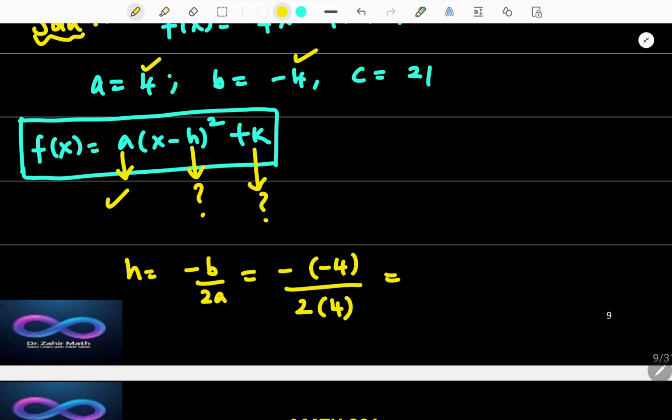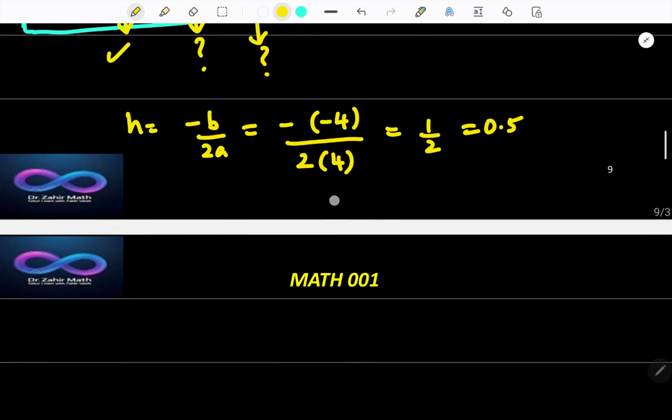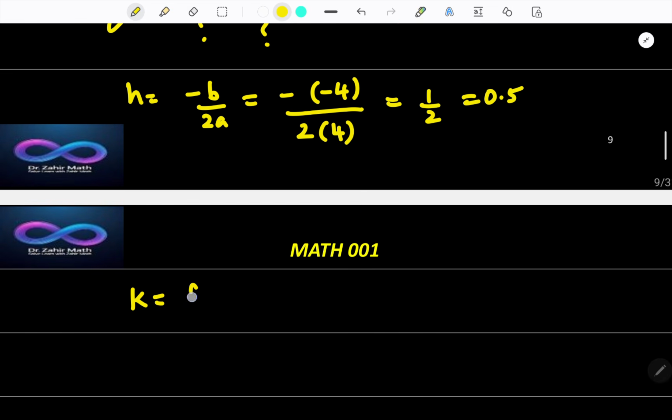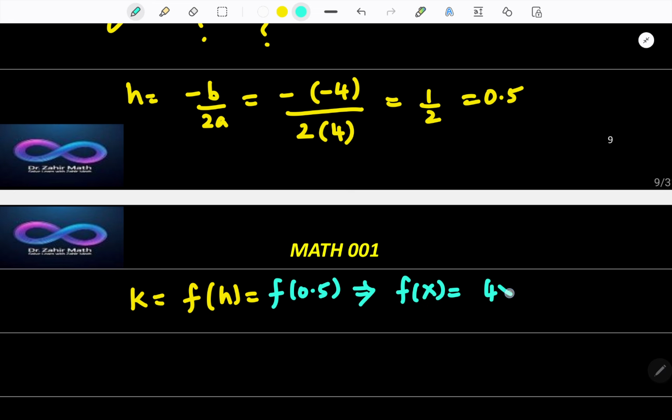This is equal to minus 4, minus of minus is plus, so this is going to become 1 by 2. You can also write 0.5, no problem. Next is k. K is equal to f of h, which is equal to f of 0.5. What is your f of x? Your f of x is equal to 4x square minus 4x plus 21.